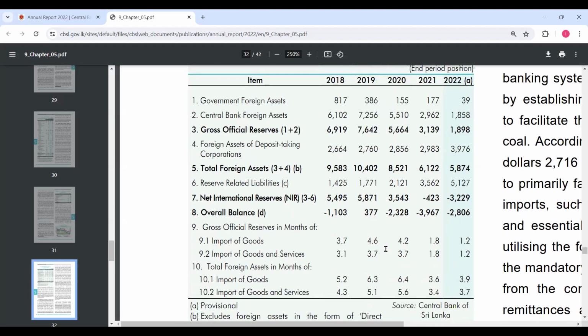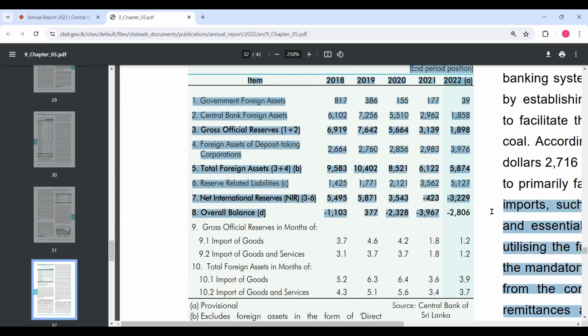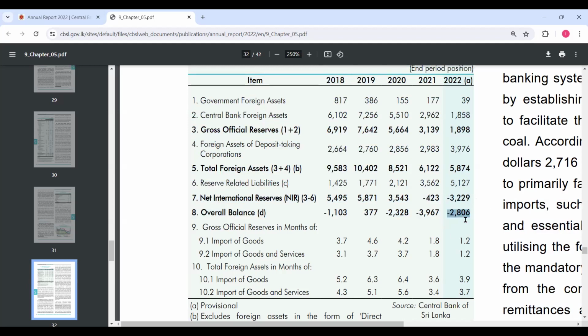Right. Now, let's see how to get the BOP overall balance. So let's figure out how we got this for 2022. Are you guys with me? Go to the last column, item 8, last column. What is the value? Minus 2,806. This value here. Yes or no? Right.